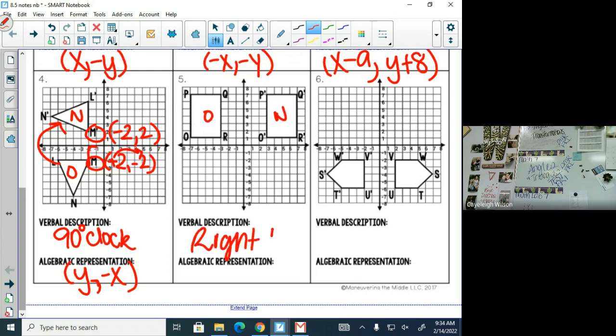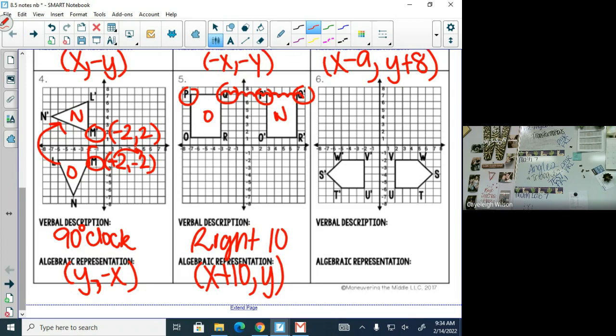And I know that it's a translation. P is where P prime is. Q is where Q prime is. O is where O prime is. R is where R prime is. So it's there, and then I can count. If I count from Q to Q prime, 1, 2, 3, 4, 5, 6, 7, 8, 9, 10. So it is a right 10. So it's X plus 10 and then just regular Y. It didn't go up or down.